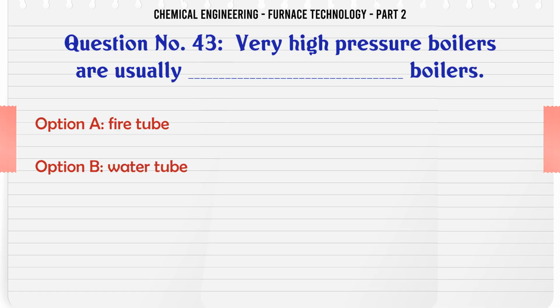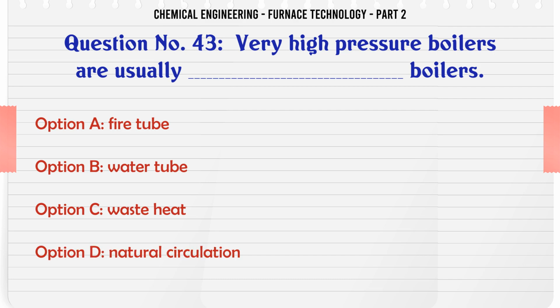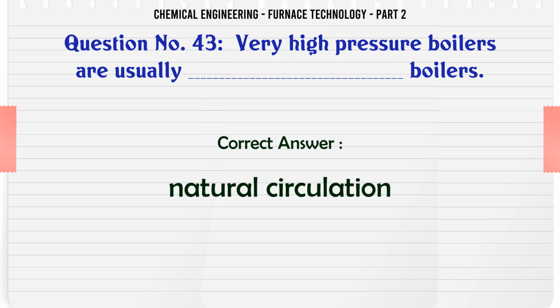Very high pressure boilers are usually blank boilers. A. Fire tube. B. Water tube. C. Waste heat. D. Natural circulation. The correct answer is natural circulation.